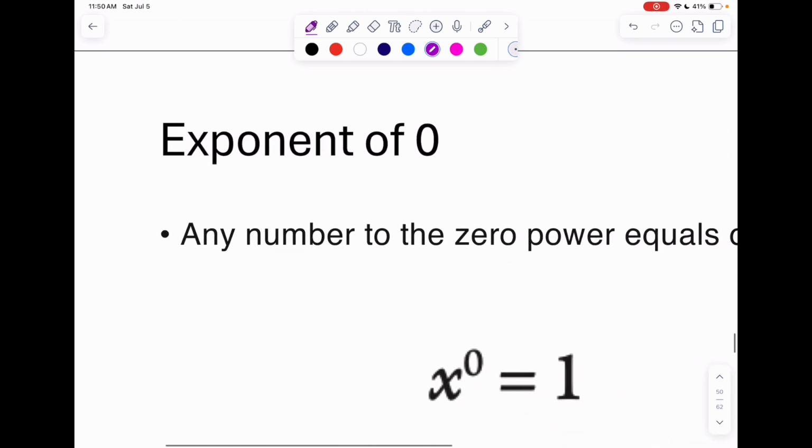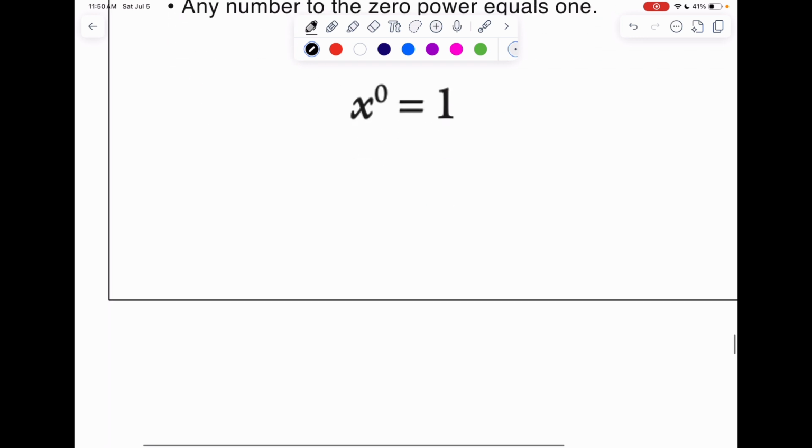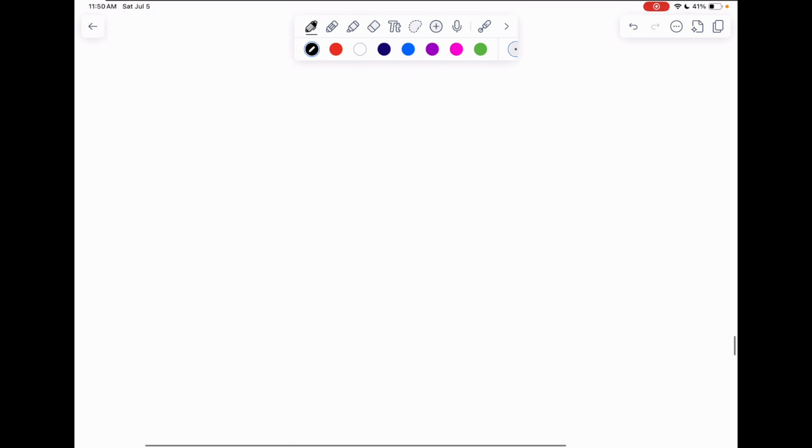Anything to the power of 0. Does everybody remember what anything to the power of 0 is? It always equals 1. So 7,892,000 to the 0 power equals 1. So let's take a look at a fun one that could use that. Say I said 2 to the 3x plus 5 equals 1. What would you know the exponent would have to be in order for it to equal 1?